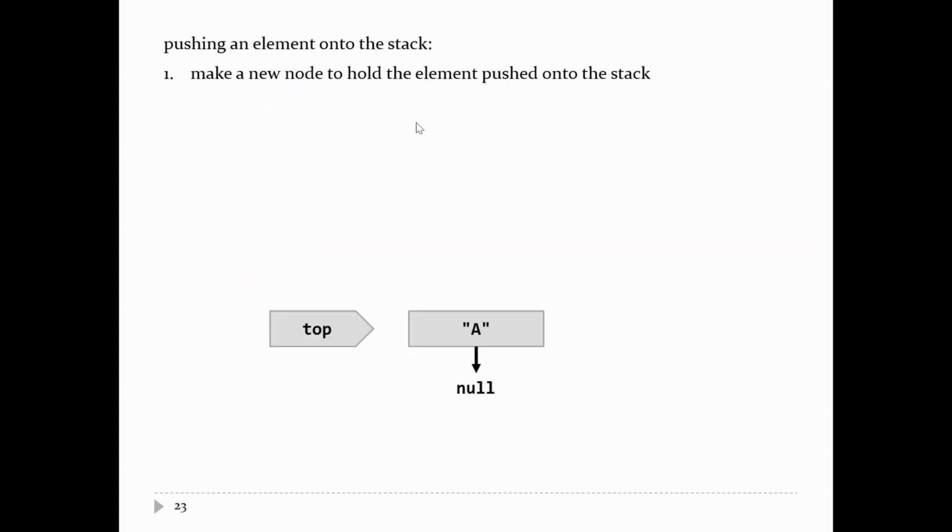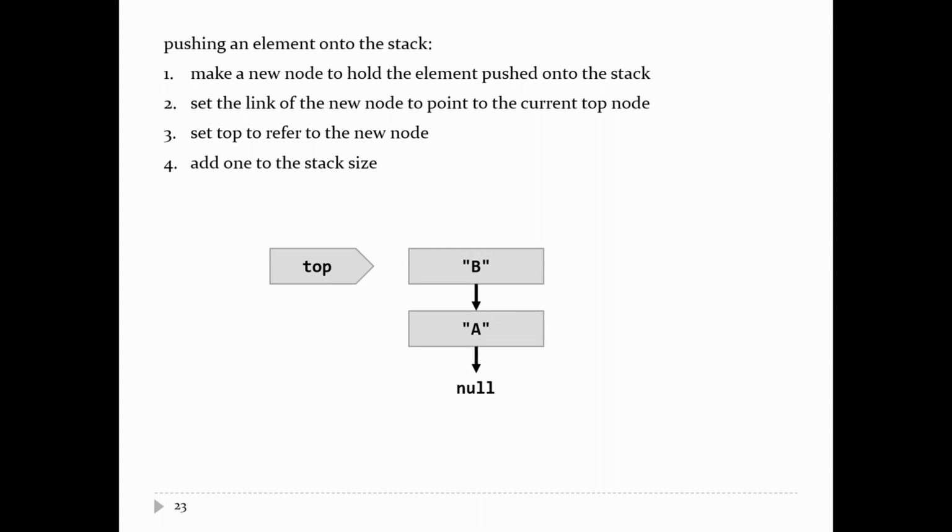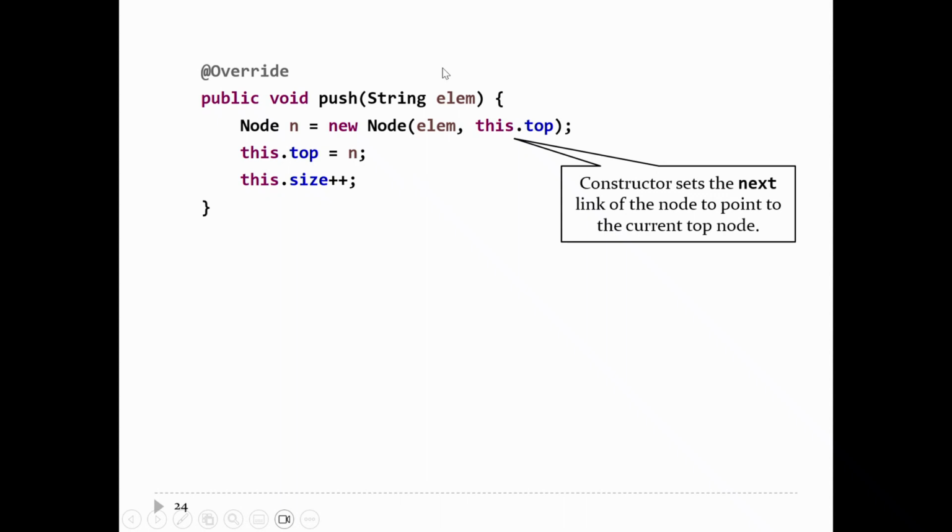Okay, so what about push? Remember how push works. To push an element onto the stack, make a new node, set the element in the node, adjust the node's next link so that it points at the old top node, now adjust top so that it points at the new node, and then increase the size of the stack by 1. So just follow each one of the 4 steps.